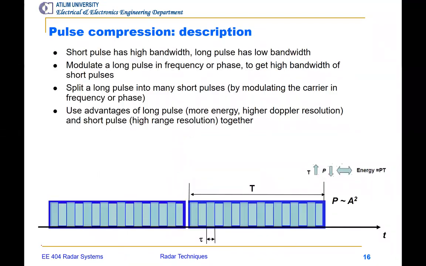Here is an illustration showing how we implement pulse compression. We got a long pulse, as you see, a typical pulse, let's say on the order of milliseconds, and we divide this pulse into sub-pulses, whose duration is much smaller than the large pulse. Sometimes, let's say, we transmit 1,000 sub-pulses to a long pulse of T.